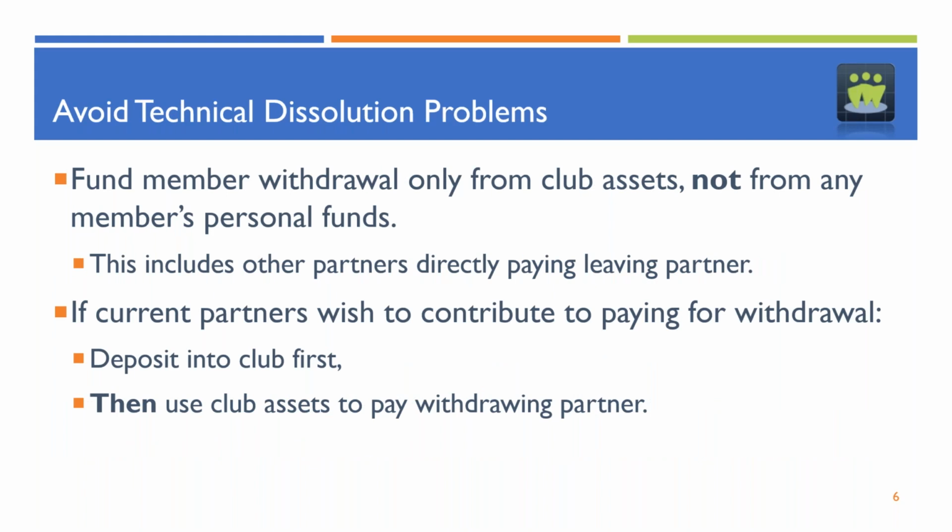So one way to do that: make sure the assets for withdrawal come from the club and not from any member or outside person's personal funds. This includes other members, not just third parties, but other members paying a leaving partner directly. And if the current partners want to contribute to paying for a member withdrawal, helping fund it, they just put in an extra deposit, add to their regular deposit, and then use club assets to pay off the withdrawing partner. So no payments directly to the partner withdrawing. Those should always come from the club assets.